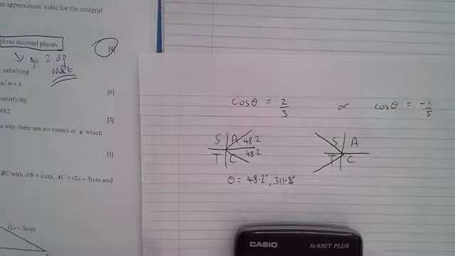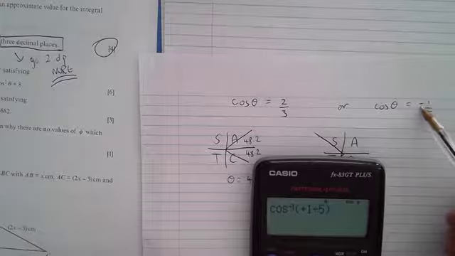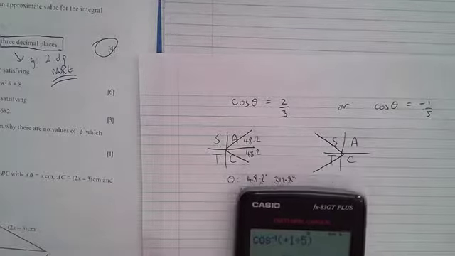So cos to the minus 1 of just a fifth. So I'm going to put in just a plus a fifth there like that to make it really obvious that I haven't missed that minus. That has to be a plus. So that is 78.5.